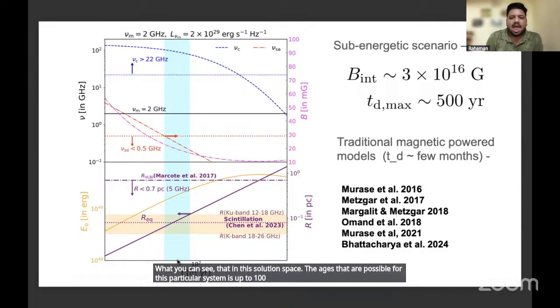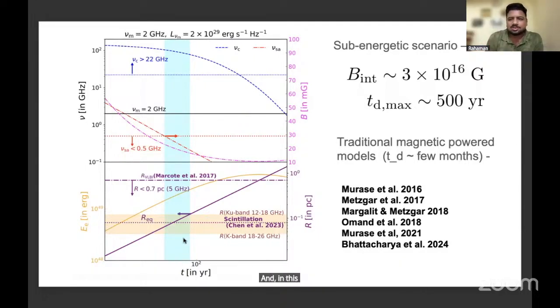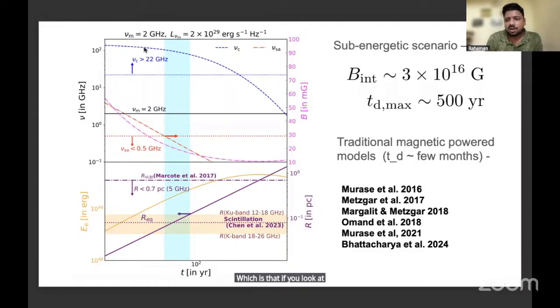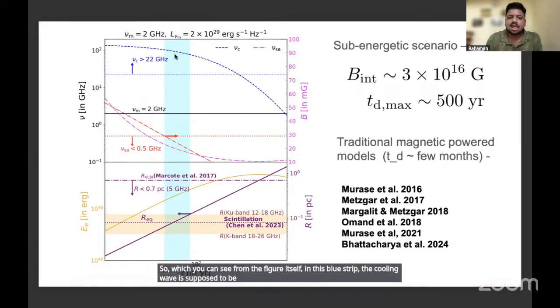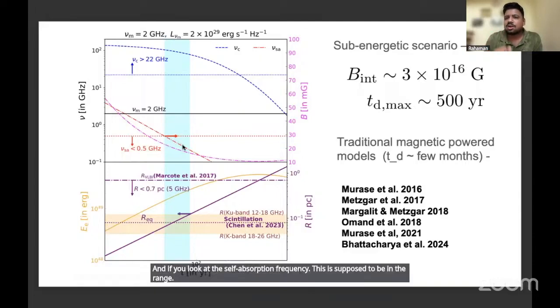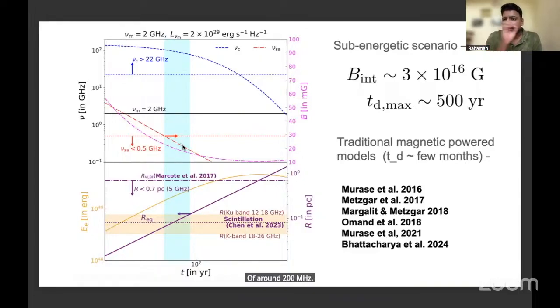And in this particular solution space, what is more interesting is that you have clear definitive predictions for the synchrotron spectrum. If you look at this dashed blue line, this would correspond to the cooling break, which you can see from the figure itself. In this blue strip, the cooling break is supposed to be around 100 gigahertz. And the self-absorption frequency is supposed to be in the range of around 200 megahertz. So we have definitive predictions for this model.